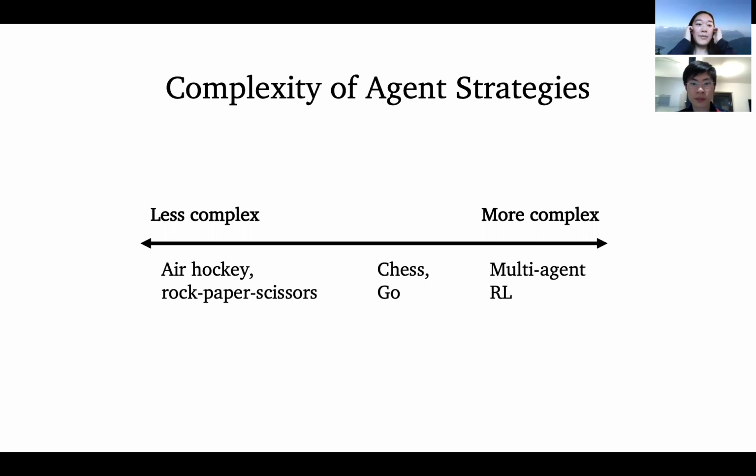In terms of future directions, we would like to study how Lily interacts with other agents with increasing complexity of strategies. In terms of complexity, there are different axes, but we wanted to illustrate a few settings where we have air hockey on the side of less complex, while for example, in situations where we have reinforcement learning agents as the other agent, we consider those to be increasingly complex.